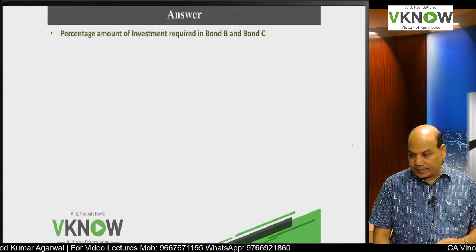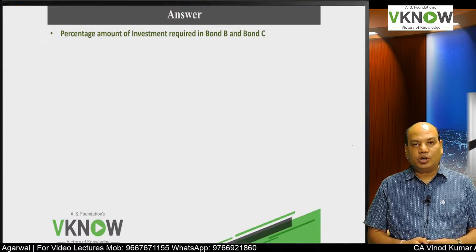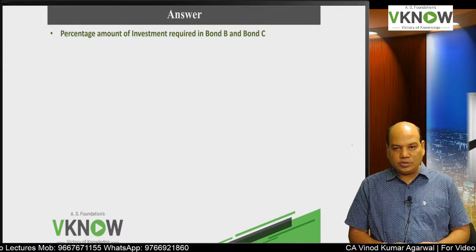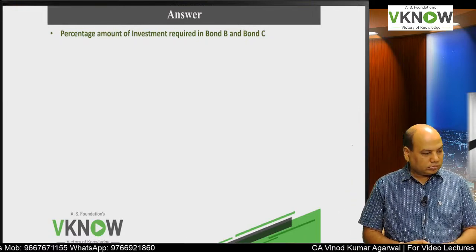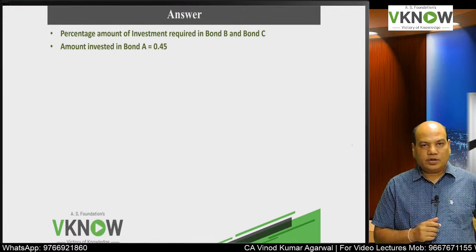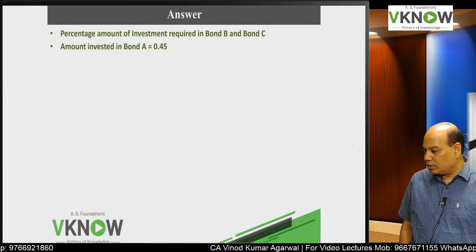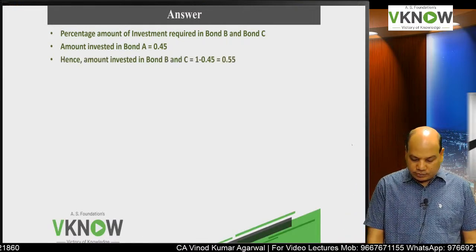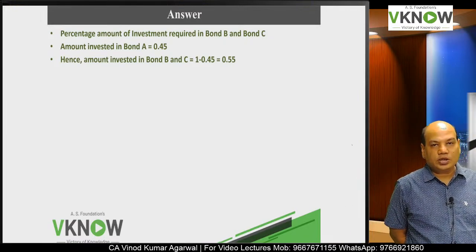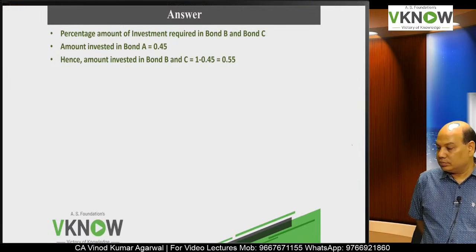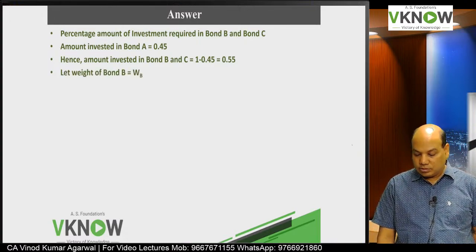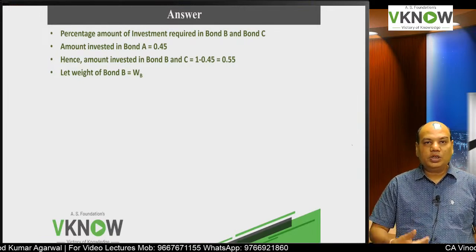Now the next question is the percentage amount of investment required in bond B and bond C. They have already given that in bond A you will invest 45%. So write amount invested in bond A is 0.45. Hence amount invested in bond B and C together will be 1 minus 0.45, which is 0.55. So you will write, let weight of bond B be WB.